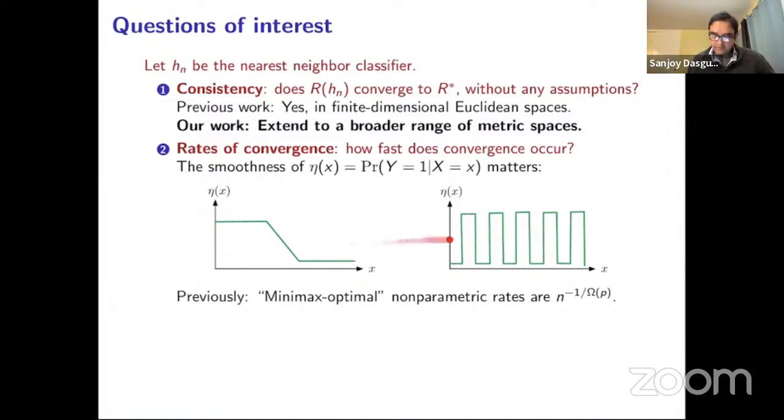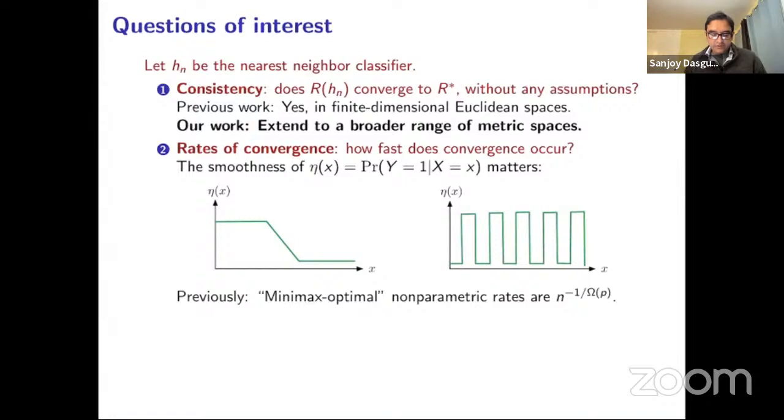So for instance, here are two pictures. Here is a data space X and a conditional probability function, eta of X. For this kind of data, you'd want to predict 1 over here and 0 over here. And this is relatively simple. This is a situation where there's lots of bumps, and you probably need a lot more data to figure out where those bumps are. So it really seems like the smoothness of this function matters.